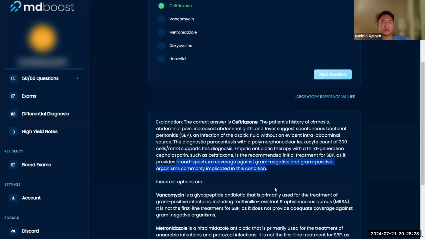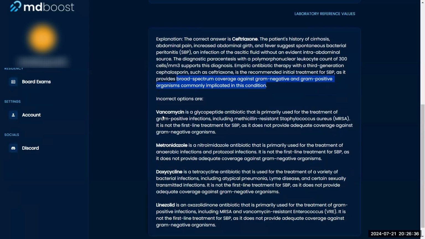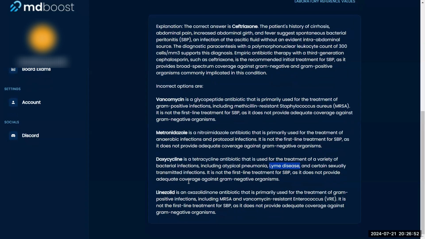So ceftriaxone is good for gram positives and gram negatives too. It will cover both sides. That's what I was thinking, which one of these is the most broad. Vancomycin is usually for gram positives. Metronidazole is usually for anaerobic infections. Doxycycline is usually for atypical pneumonia and infections from vectors like insect bites, things like that.